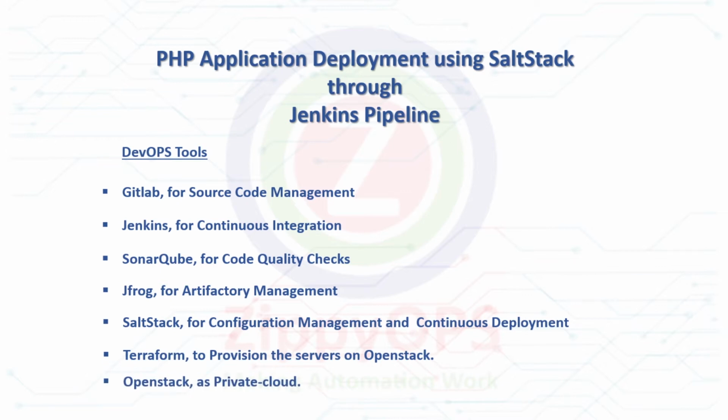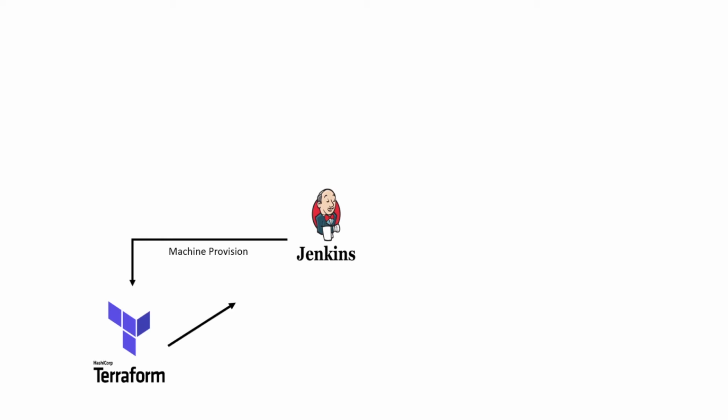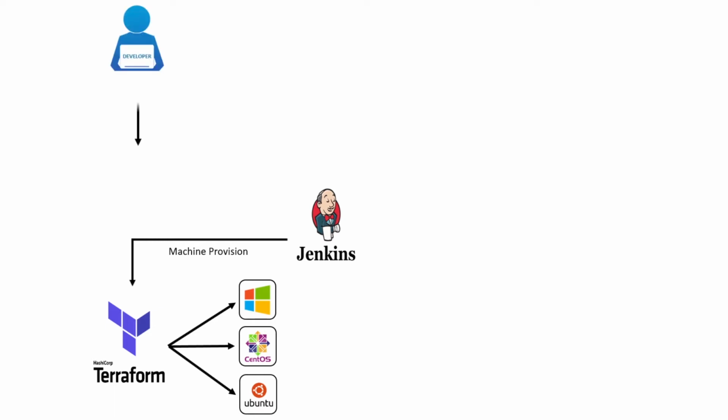Let's explore the workflow of PHP application deployment, stage by stage. In the first stage, we will provision 3 virtual machines in OpenStack, CentOS, Ubuntu, and Windows, using Terraform. A Jenkins job is written to pull the Terraform code from GitLab and execute it in OpenStack to provision 3 virtual machines. In the next stage, the Jenkins job will pull the PHP application source code from GitLab.